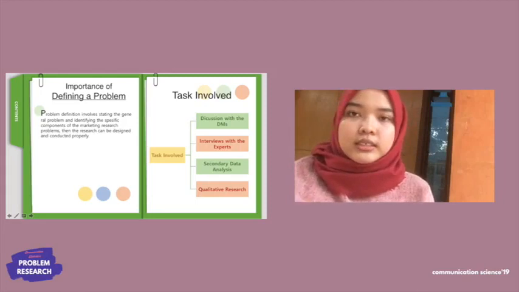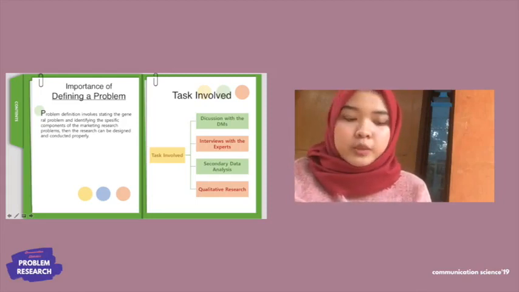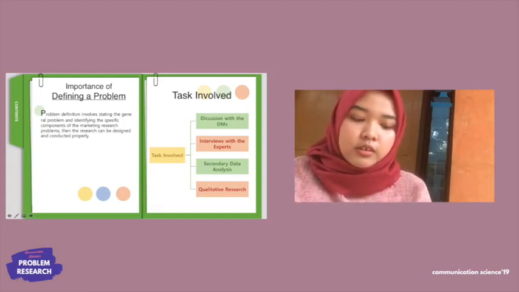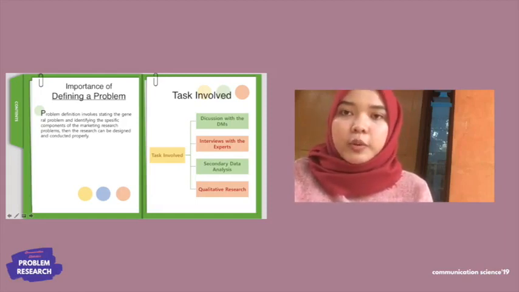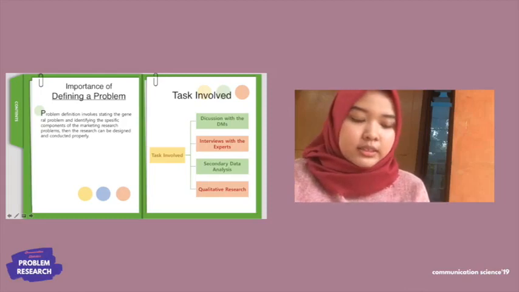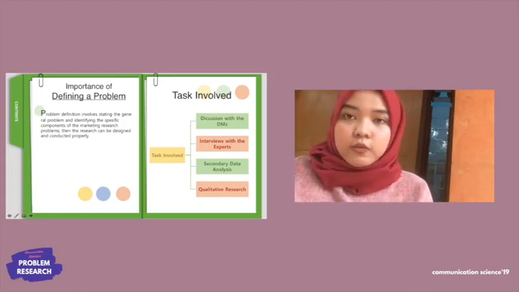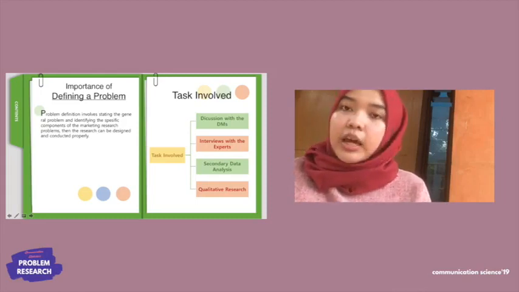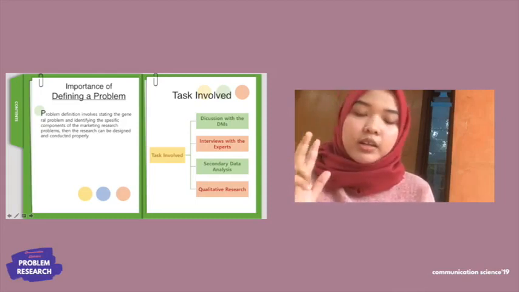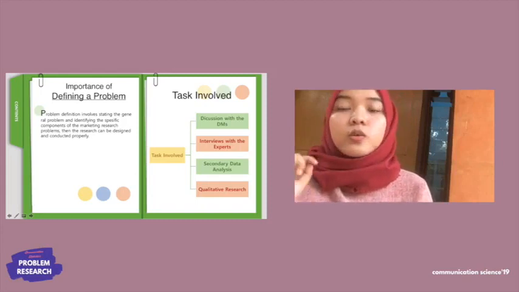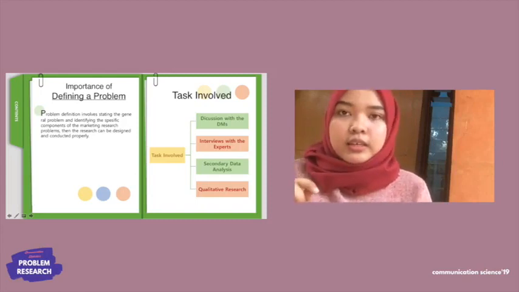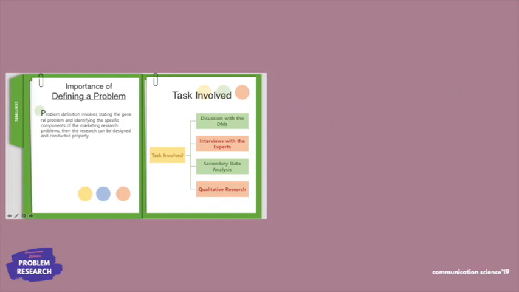Next is secondary data analysis. Secondary data is data collected not for the research purpose but for other purposes, for example, information from business or government resources, commercial marketing firms, and databases. And the last one is qualitative research. If the information obtained from the DM, experts, and secondary data is not sufficient, then qualitative research needs to be done before the actual research.